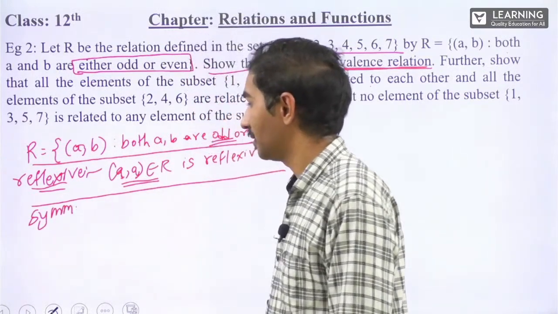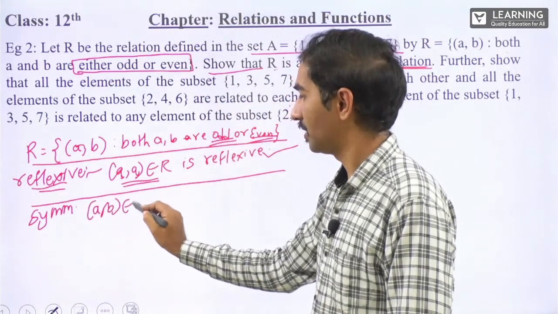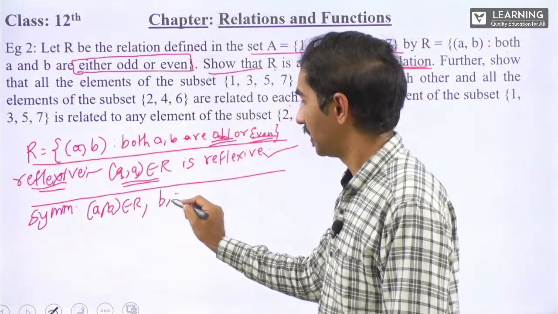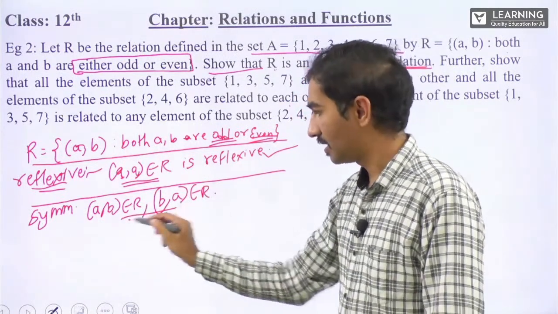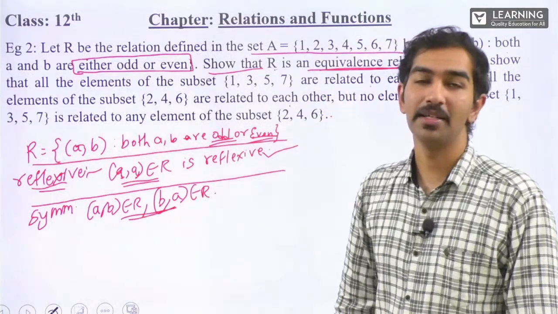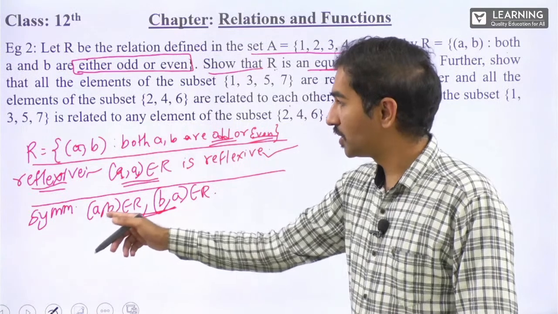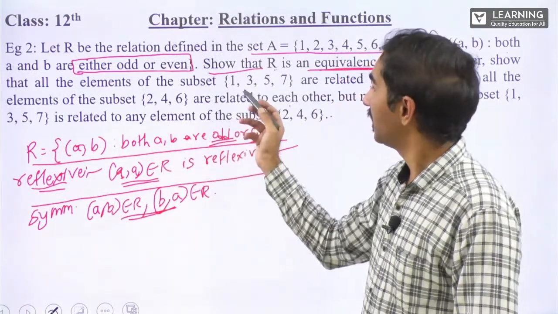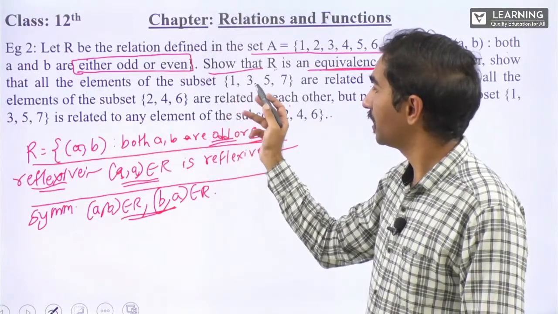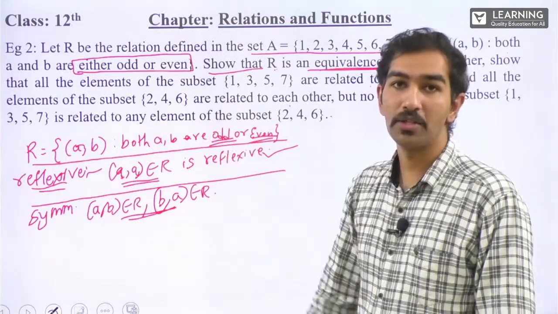So symmetric relation. What does symmetric relation mean again? If (A, B) belongs to R, then (B, A) also should belong to R. If this occurs, then we can tell the given relation is symmetric. But (A, B), what should it be? It should be either odd or even. So you can take any elements here. If you take (1, 3), then (3, 1) also will exist. If you take (2, 4), (4, 2) also will exist.